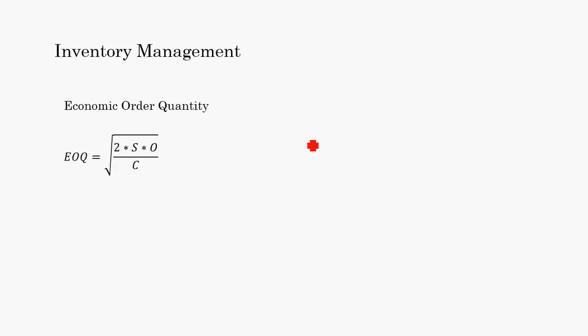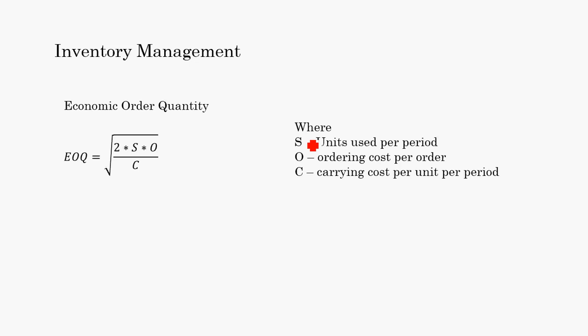Okay, the formula to calculate the economic order quantity is square root of 2 into S into O divided by C. Here S stands for the number of units that you use in a period. Let's say that the period is 1 year. So the number of units that you use in 1 year is what you term as S, and O is the ordering cost for one order, and C is the carrying cost of 1 unit of inventory in a given period. Okay, so this is the formula for economic order quantity.